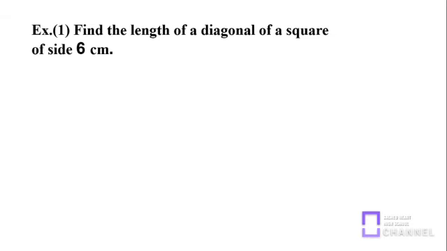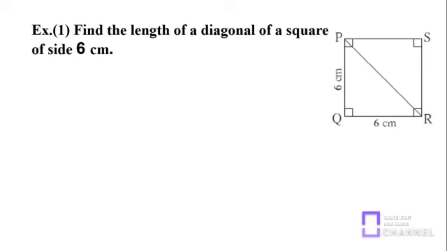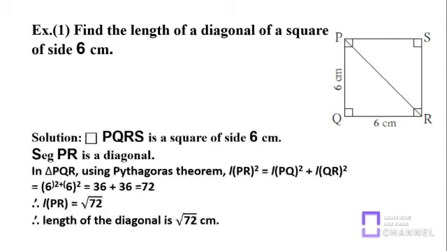Example 1. Find the length of the diagonal of a square of side 6 cm. Solution. Quadrilateral PQRS is a square of side 6 cm. Seg PR is the diagonal. In triangle PQR, using Pythagoras theorem, length PR the whole square is equal to length PQ the whole square plus length QR the whole square.